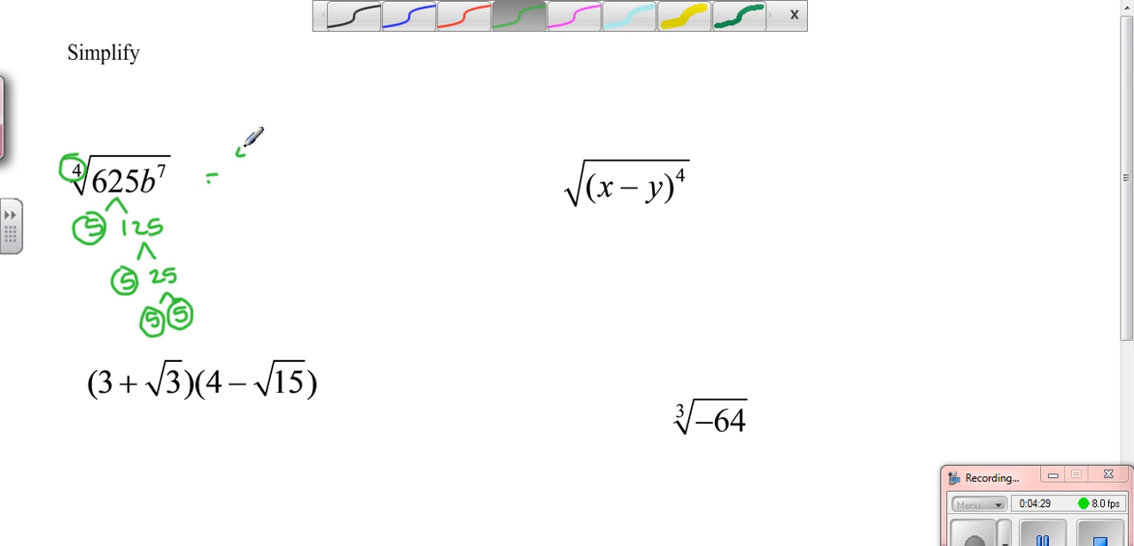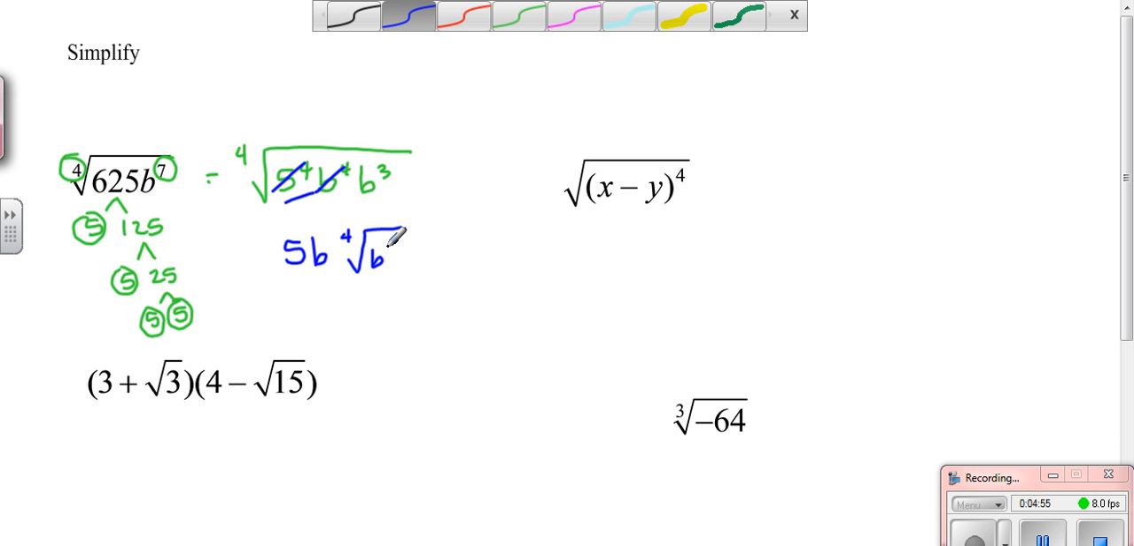So remember, we're going to rewrite this as 5 to the 4th, and I'm going to take that b to the 7th. I can make one group of 4 and then my leftover 3. So I come back, what's the 4th root of 5 to the 4th? That's 5. What's the 4th root of b to the 4th? That's b. Can I take the 4th root of b cubed? Nope. So that's my leftovers. And that's my final answer, as simplified as it can go.